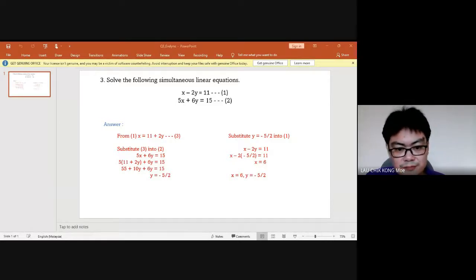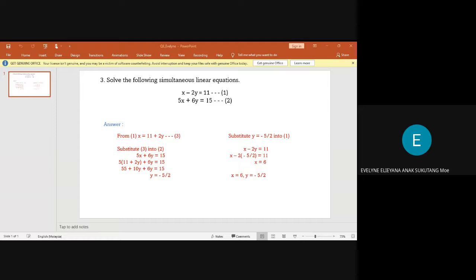Okay, start. For this question, I'm going to use the substitution method. We are given two equations, the first equation is x minus 2y equals 11, and the second equation is 5x plus 6y equals 15. So we need to form a third equation. So from the first equation, x equals 11 plus 2y. So we need to substitute the third equation into the second equation.